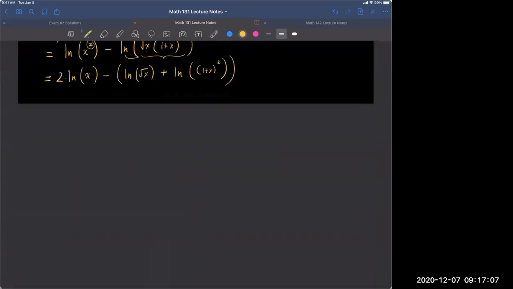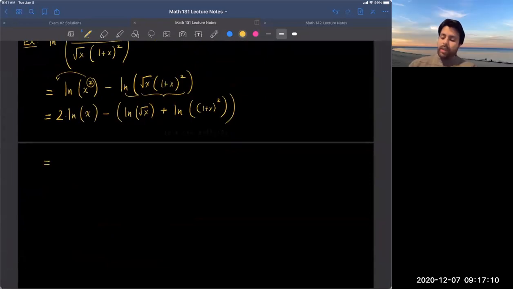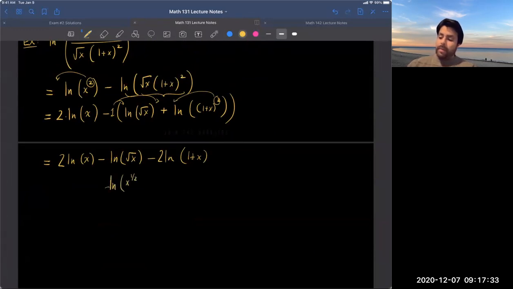Shouldn't this be addition? It's a plus because eventually this minus I'm going to distribute, and this will be 2 ln of x minus ln of square root of x minus ln of, and there's a 2 in here too, so I can place this out. So this becomes minus 2 times ln of 1 plus x. And then this square root of x, I can rewrite as ln of x to the 1/2 power. So then I can take out the 1/2 in front. And so finally my answer would be 2 times ln of x minus 1/2 ln of x minus 2 ln of 1 plus x.